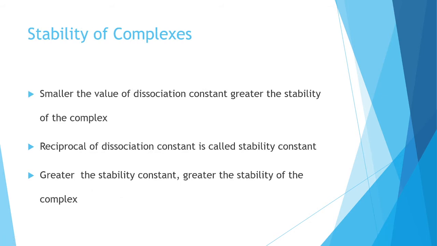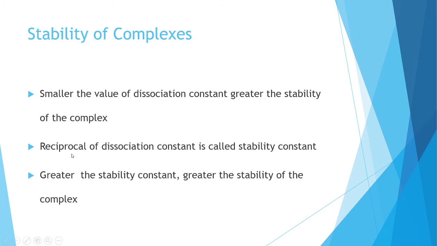Coming to the stability of coordination complexes, there is a generalization: the smaller the value of the dissociation constant, the greater the stability of the complex. So again, I am repeating, if the dissociation constant value is smaller, the greater will be the stability. That means the complex will be more stable if the value of the dissociation constant is small.